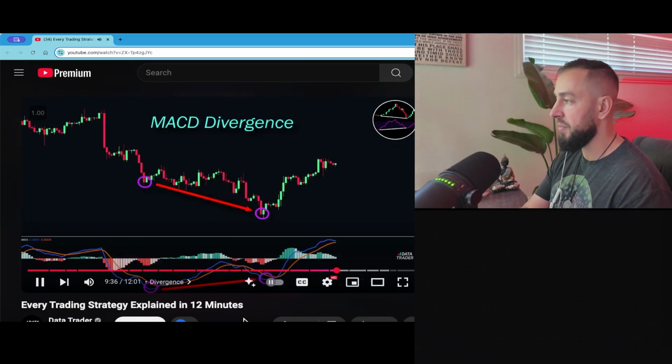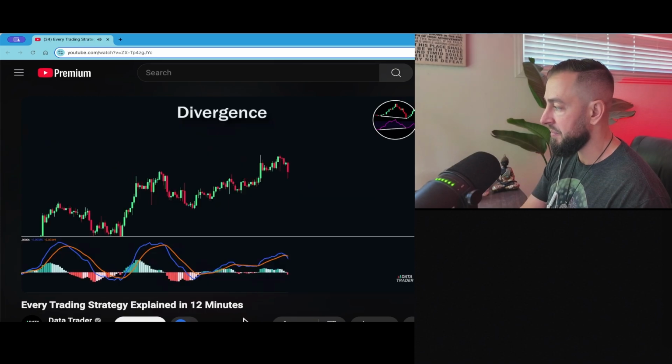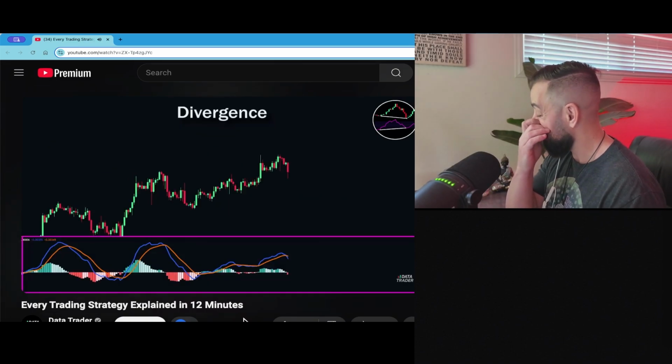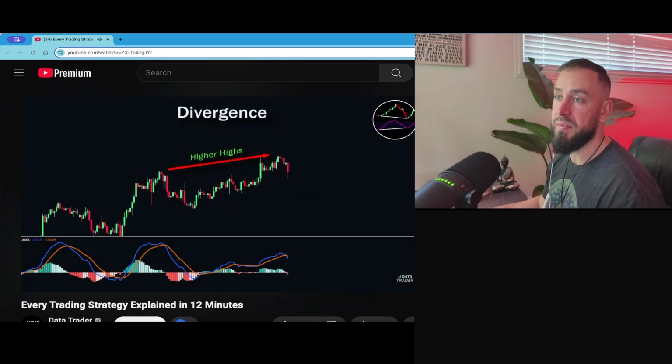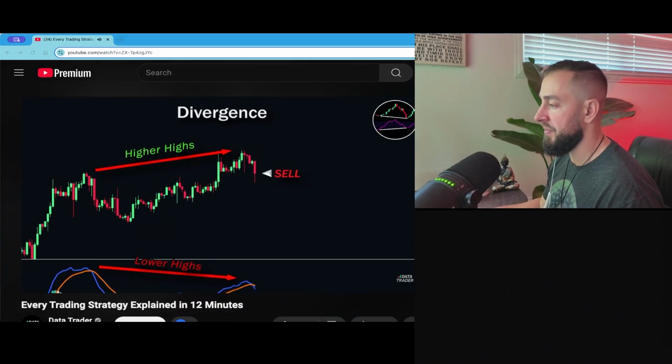Such as the MACD, stochastic, and the RSI. For example, here, using the MACD indicator, you can see that the price is forming higher highs, which is bullish, but the indicator shows the opposite, lower highs, which is bearish. In this case, this is a bearish divergence, which signals that the price may form a reversal, and so you can take a sell position.